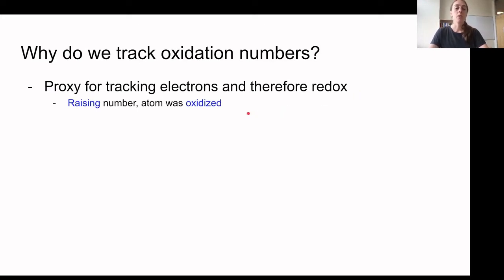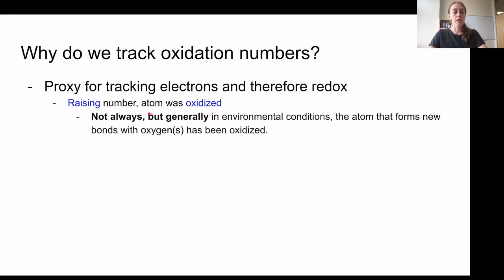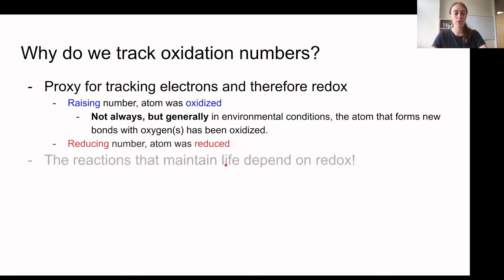So again, raising the number of the oxidation state means that the atom was oxidized. And this is not always, but generally in environmental conditions, the atom that forms the new bonds with oxygen is the one that's going to be oxidized. Reducing the number of the oxidation state means that the atom was reduced.